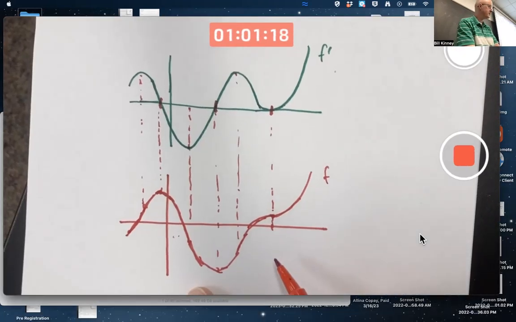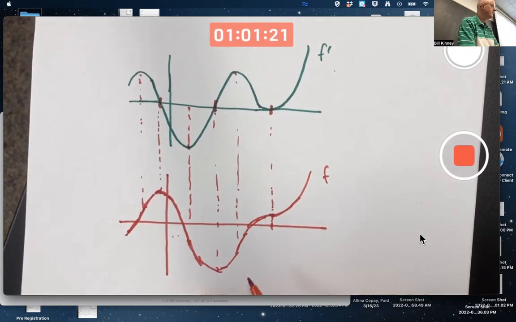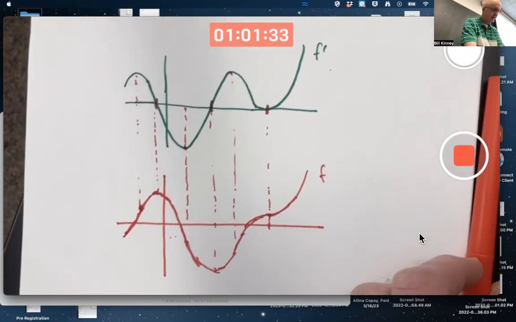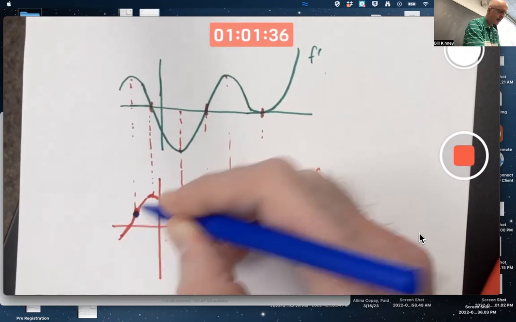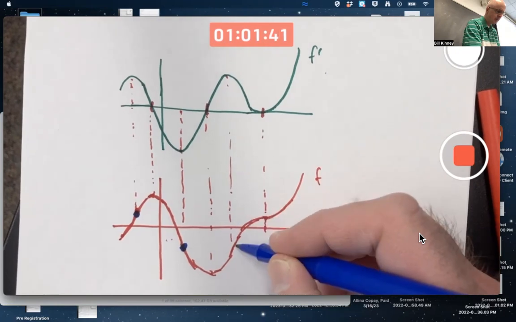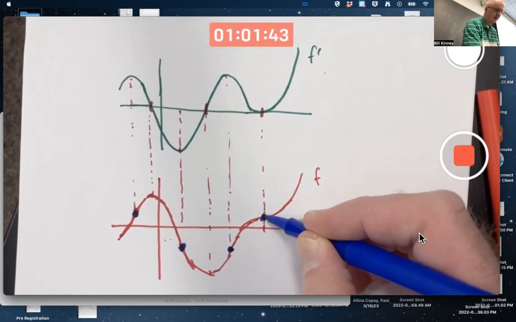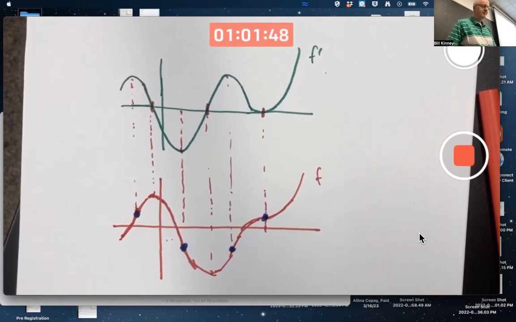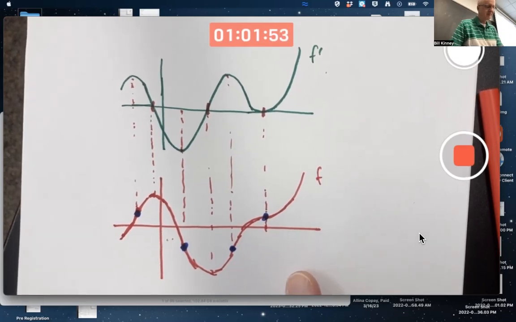The red graph is the original function, though I could translate it up or down. Inflection points of that are where the concavity changes. I've already identified them. Right there. A different color. Right there. Right here. Right here. And right here. Okay, that is for the original problem.